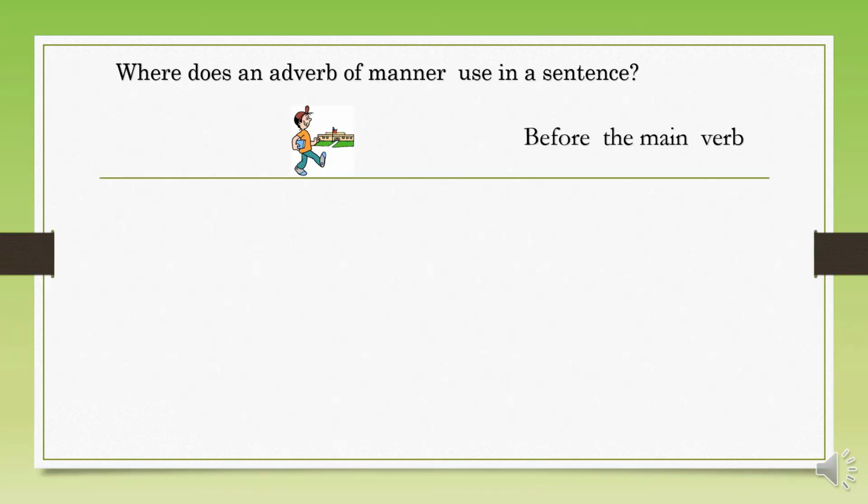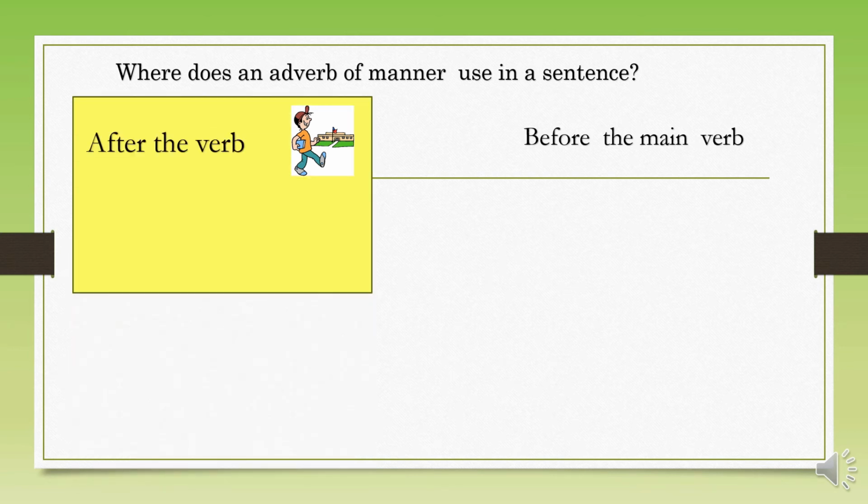Okay, children, now we are going to learn where an adverb of manner is used in a sentence. First one, after the verb. In most cases, adverbs of manner come after the verb. Look at the example. He walks quickly. How does he walk? Quickly. The adverb quickly is used after the verb walks.